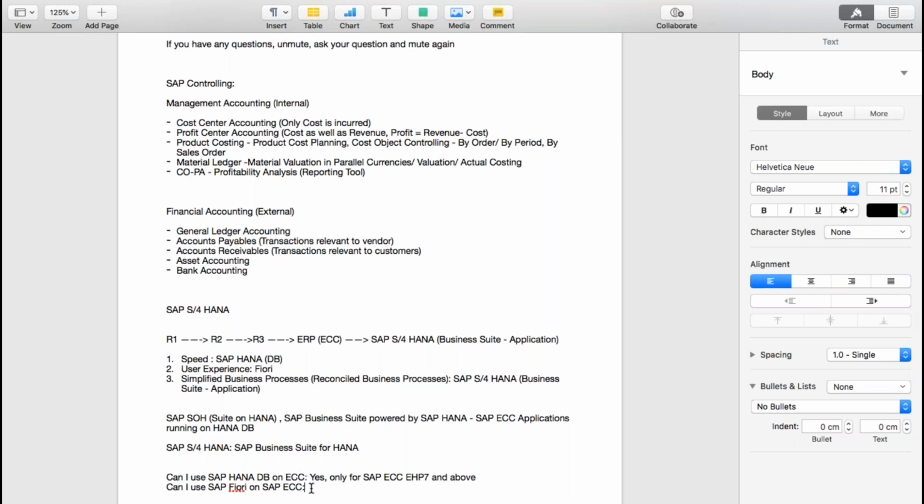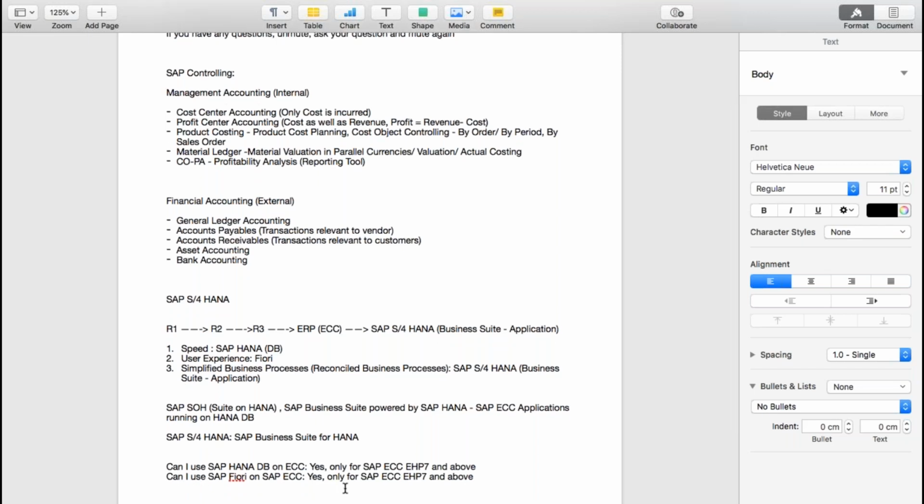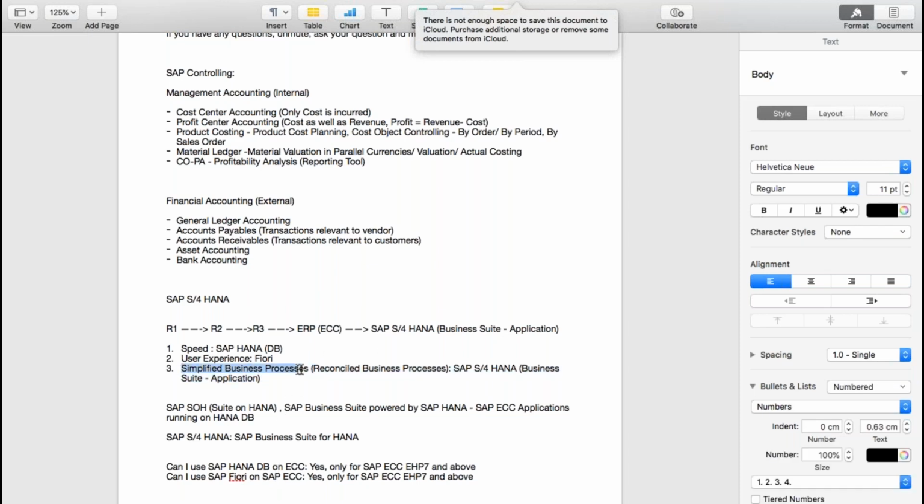Right? Same thing goes for Fiori also. Can I use Fiori on SAP ECC? Yes, I can use Fiori on SAP ECC, but only starting from EHP 7 and above. So SAP Fiori and SAP HANA are possible in ECC also. They will definitely give you speed and they will provide you a better user interface. But till the time you are not implementing SAP S4 HANA, you will not be able to get simplified business processes. Simplified business processes will only come when you upgrade your application from SAP ECC to SAP S4 HANA.